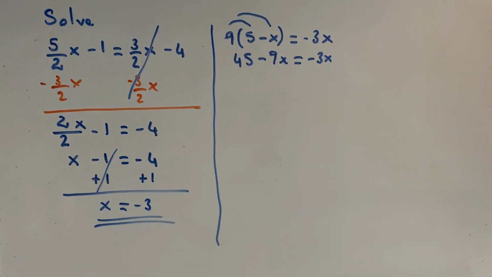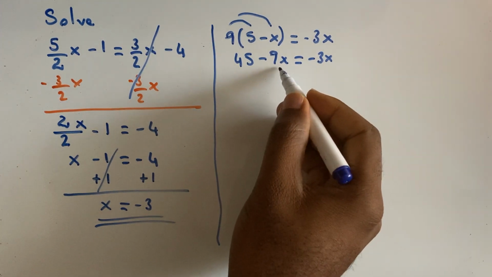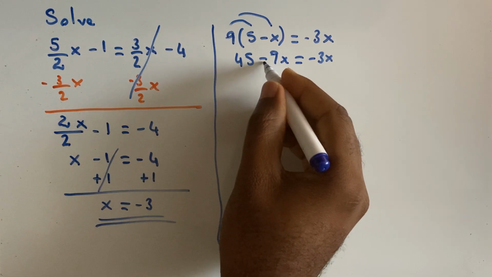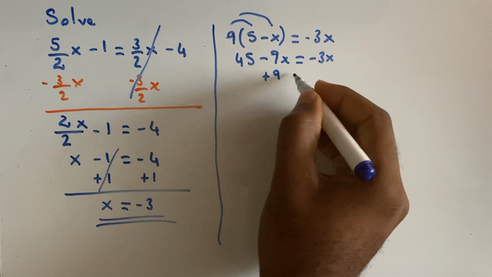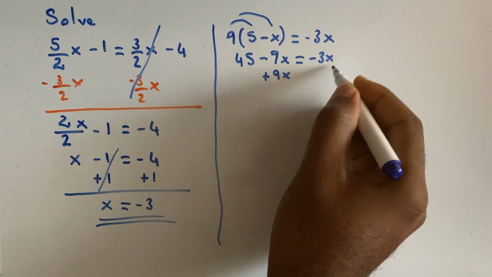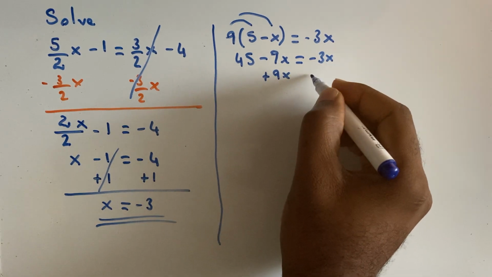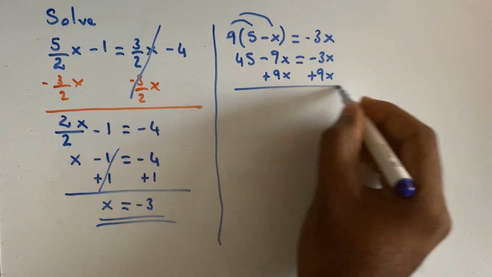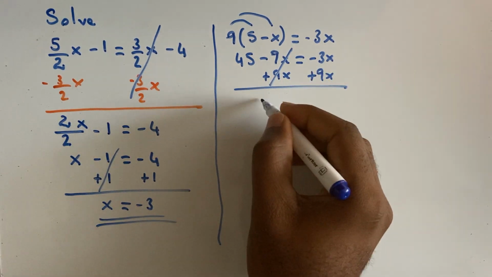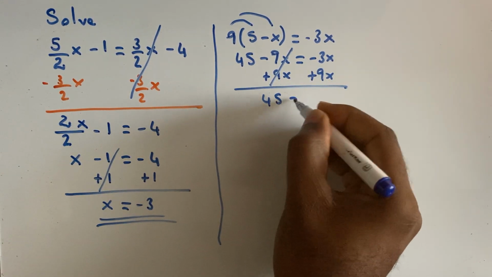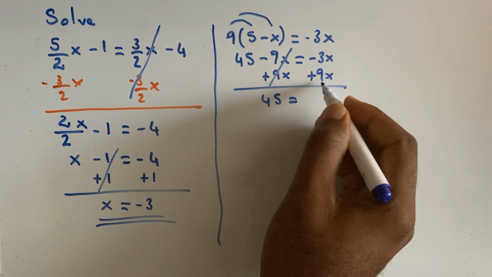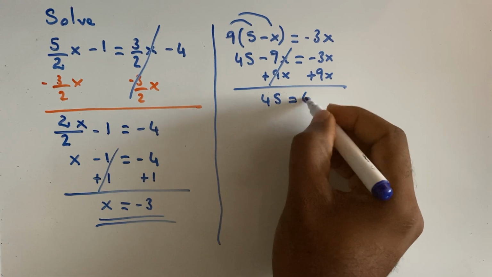Then if I'm solving for x, I need this on the other side, so I can add, because it's a subtraction here, so I can add 9x just to move it over to combine with the other like term. I'm saying, plus 9x. Okay, then this is canceled out. It's then 45 equals -3x plus 9x, which is 6x.